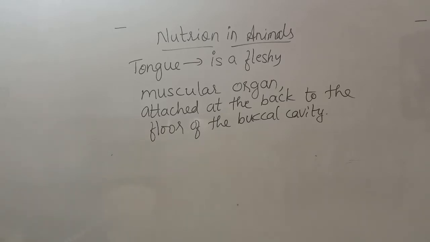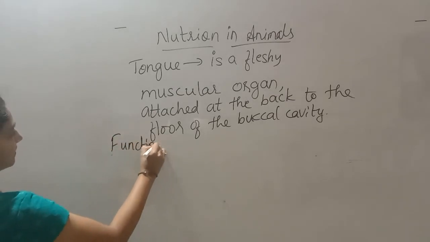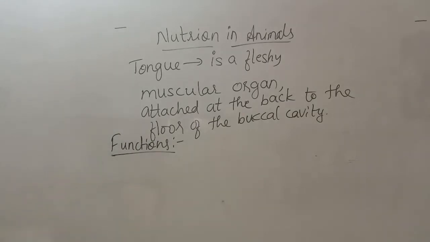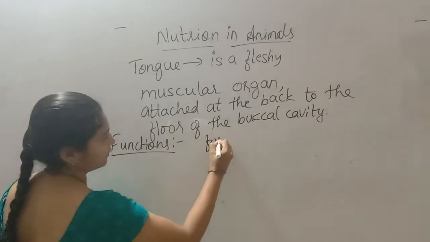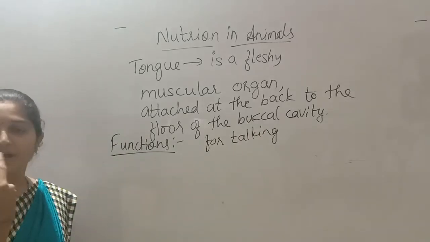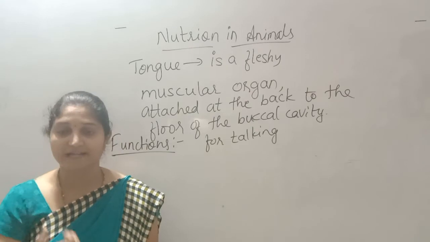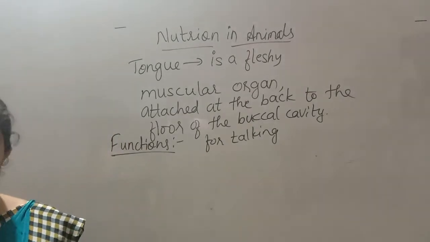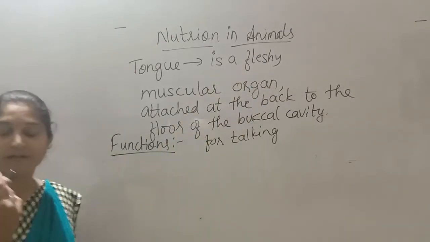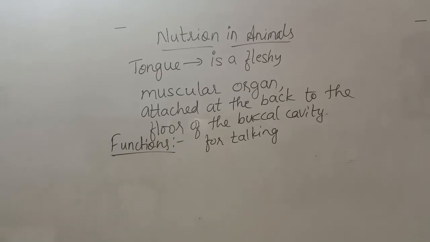Right? Then the functions of this tongue. What are the functions? The first one is for talking. Our tongue rotates in all possible directions as we speak. It moves freely because it is a fleshy muscular organ, so it is easy to talk properly and pronounce perfectly. There is no bone in our tongue, and that is the reason we can move it in all possible directions.